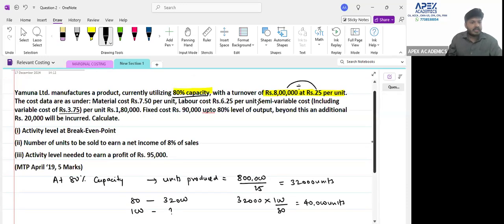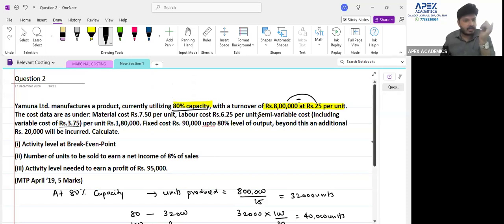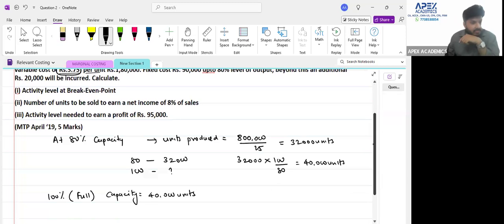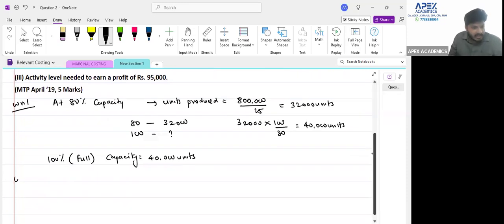Now, the cost data is given to you: material cost, labor cost, and semi-variable cost. Here we have to agree that the semi-variable cost is 3.75 per unit at the current 80% capacity of 32,000 units. So this is your working note number 1. And now if I was to make your working note number 2, what will I say?